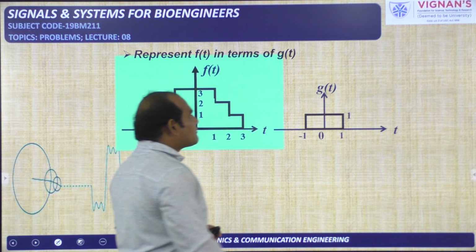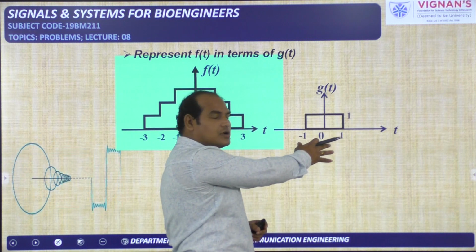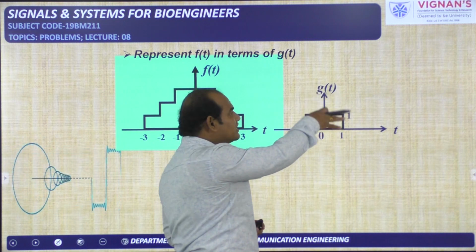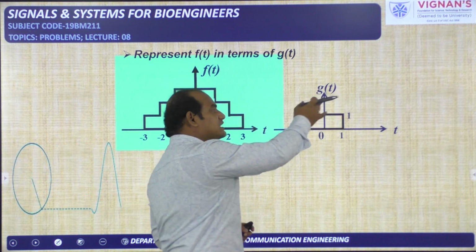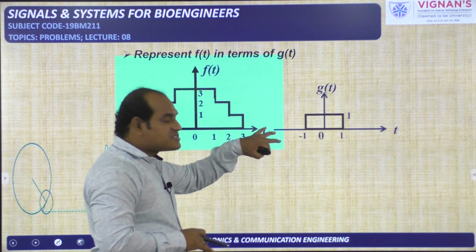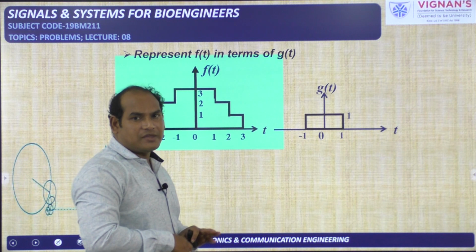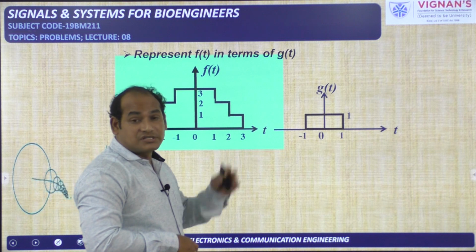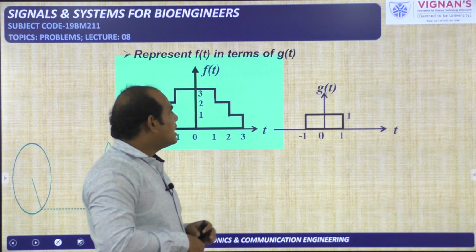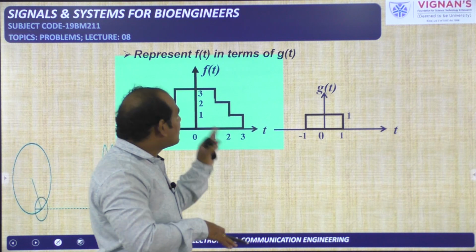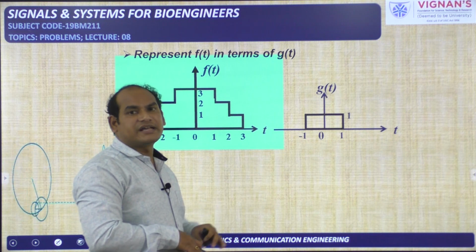That means you perform some operations on this one, and using those we need to write f of t in terms of some operations of the g of t. You perform time shifting or time scaling, amplitude shifting, amplitude scaling, whatever it may be, but finally you should write f of t totally in terms of the g of t only.